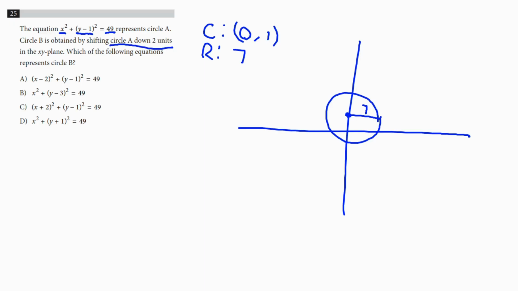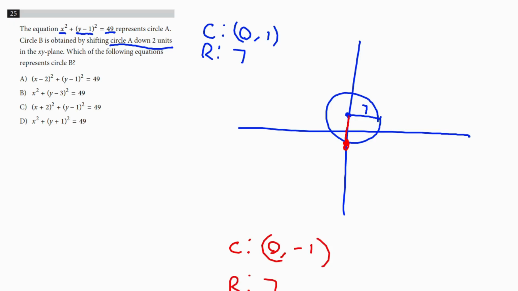So basically you're just going to take this center and go down 2 units. I'm going to switch colors. I'm going to go down 1, 2 units. This is not drawn to scale, by the way. This is a horrible drawing. But the point I'm trying to make is the new center is going to be 0, negative 1, because we go down 2 units. And the radius is staying the same, so it's going to be 7.